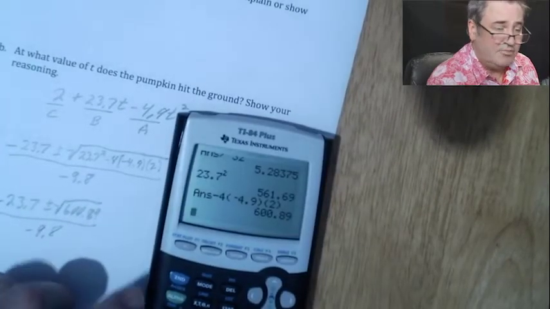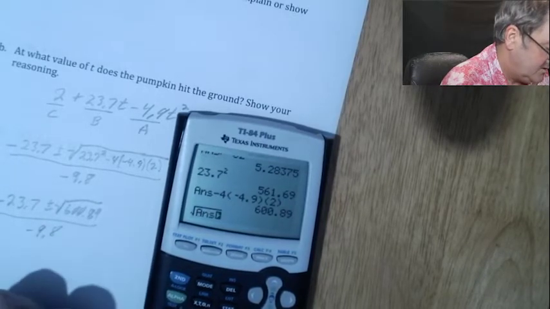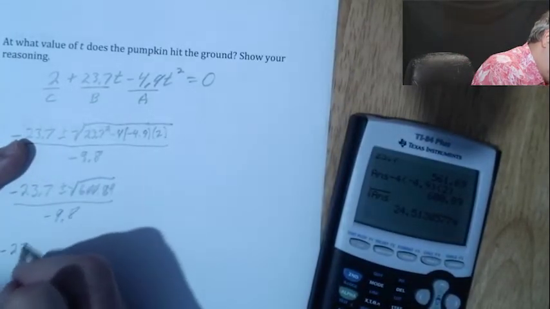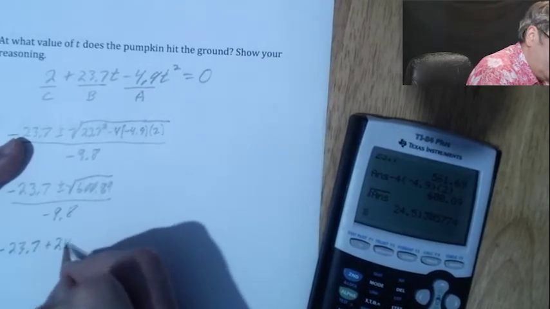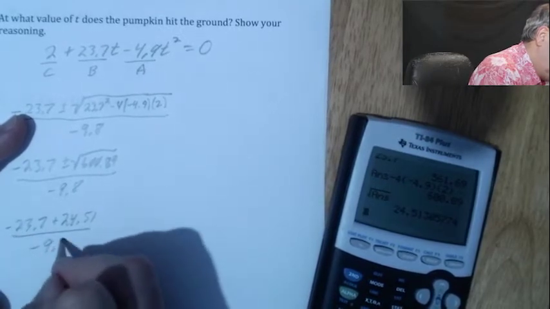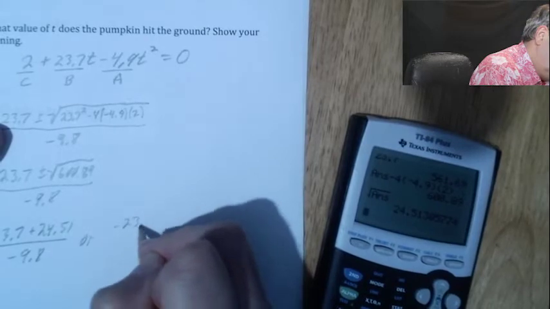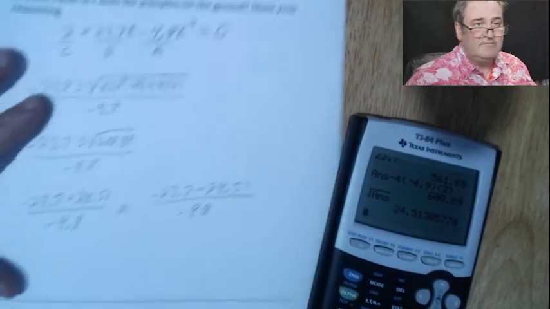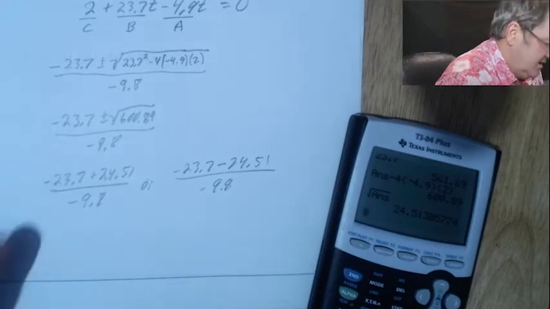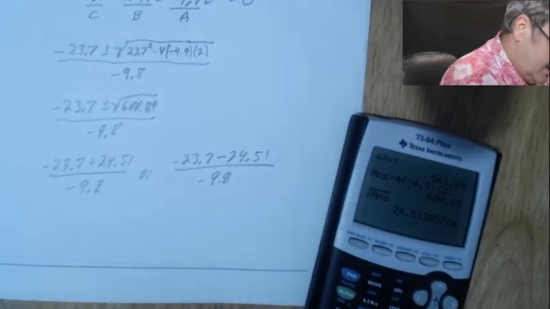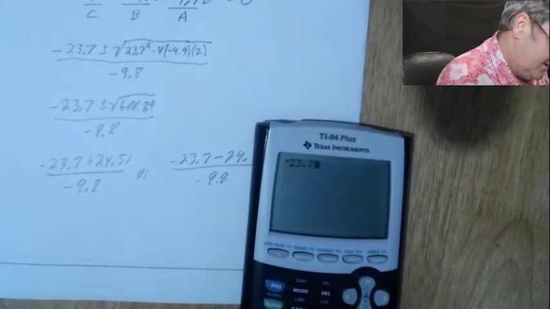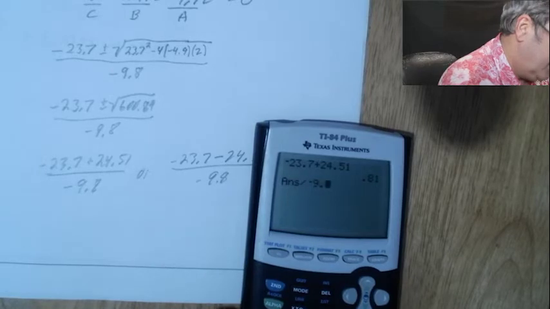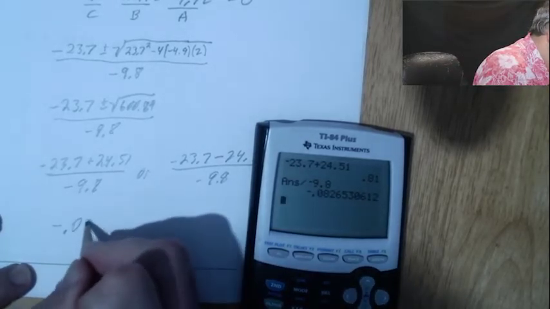What is the square root of 600.89? Well, let's see. Square root of our answer is 24.51. So we got negative 23.7 plus 24.51 over negative 9.8, or negative 23.7 minus 24.51 over negative 9.8. Okay, there's our two solutions. Let's do the math. Negative 23.7 plus 24.51 equals 0.81 divided by negative 9.8. This is negative 0.08 seconds.